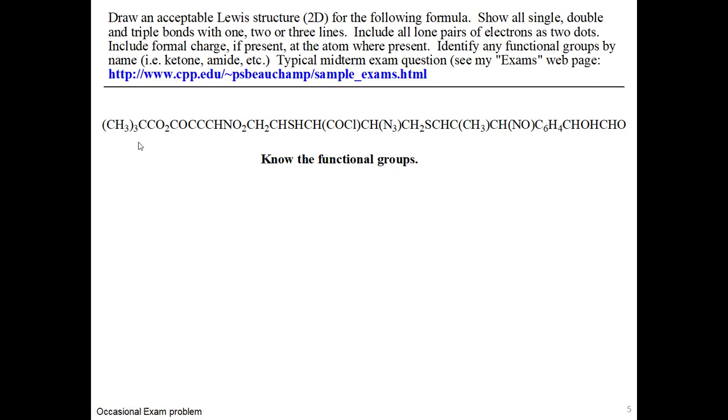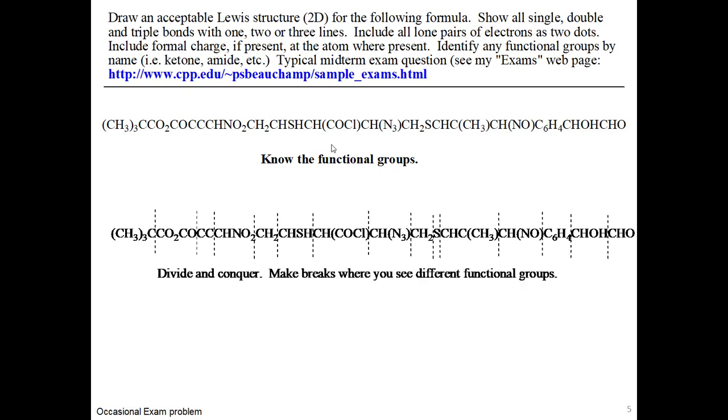So in this example, again, a long string of atoms, and the problem is picking out where to make the breaks and to identify the functional groups. So if you know the functional groups, you can recognize patterns in here that are pretty obvious. If you don't know the functional groups, then it becomes pretty much guessing. So let's go ahead and see if we can see where to make the breaks.